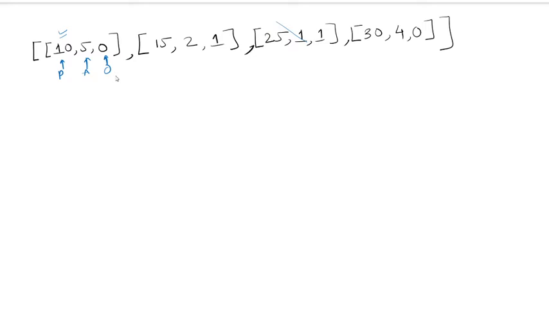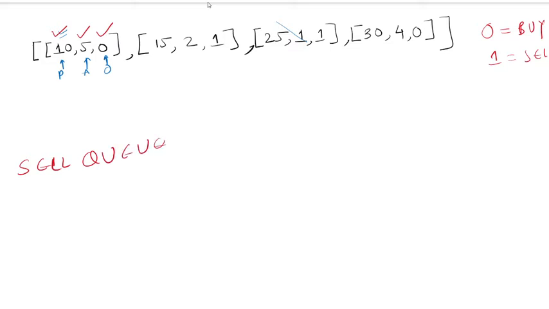So this is the order: this is the price, this is the amount, and this is the order type. If the order type is 0, it means it's a buy order. If the order type is 1, it means a sell order, right? So let me first construct a sell queue and a buy queue. Something like this. Initially, we need to process the orders as given in the question.